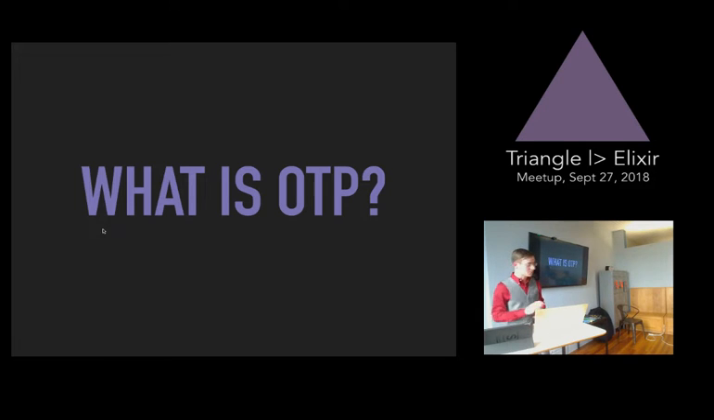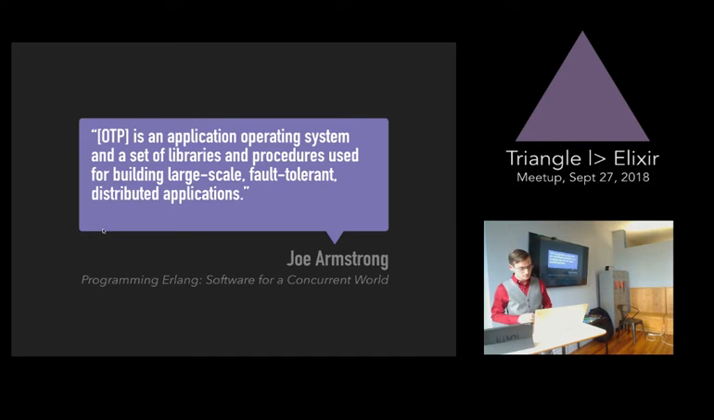I'm going to start with a couple of quotes by some folks in the Elixir and Erlang community to get us started on what this is all about. Joe Armstrong, the primary creator of Erlang, says OTP is an application operating system and a set of libraries and procedures used for building large-scale, fault-tolerant distributed applications. That's a lot of buzzwords. In other words, this is a whole framework. It's not just a particular library that you use in your application, but instead it's principles and the actual libraries together. In fact, as we'll see in just a minute, there are 3 separate components to it.